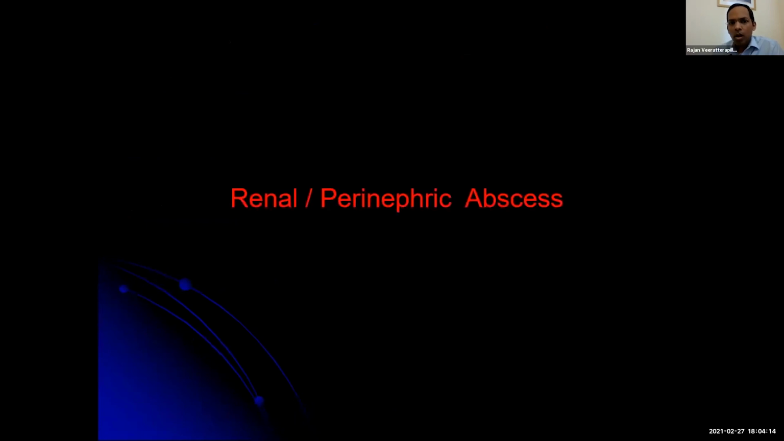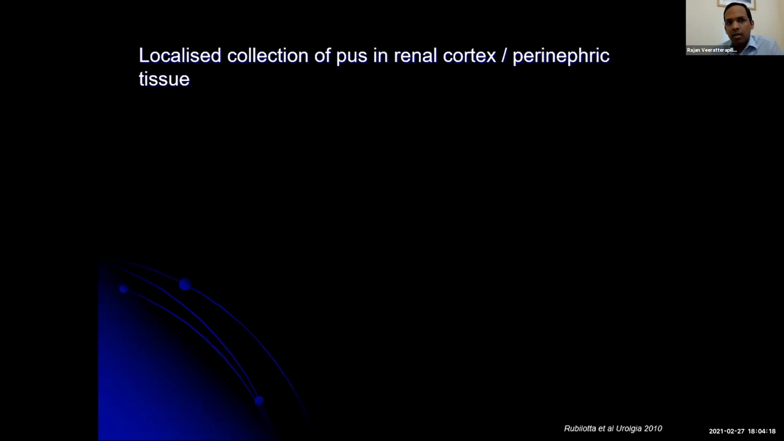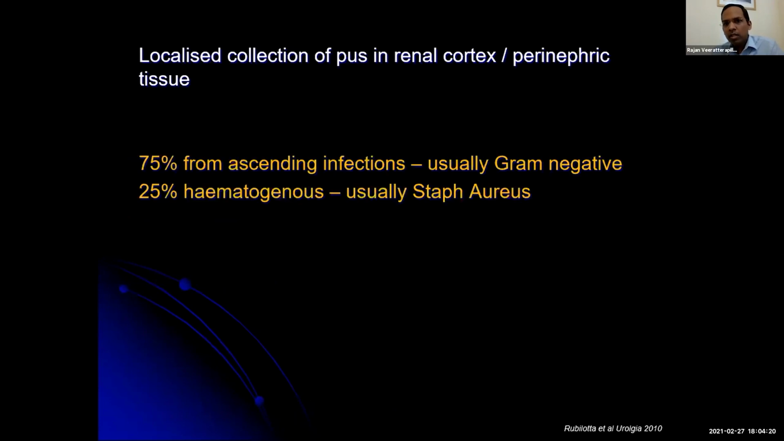Moving on to renal abscess and perinephric abscesses. Essentially, these are localized collections of pus in the renal cortex and the perinephric tissues. There was this good systematic review. It's about 10 years old now, but they looked at 107 studies over a period of 30 years, and about 75% of all these infections are ascending infections, i.e. they start in the bladder and then go up and affect the kidneys. And in about a quarter of the cases, they're hematogenous, i.e.